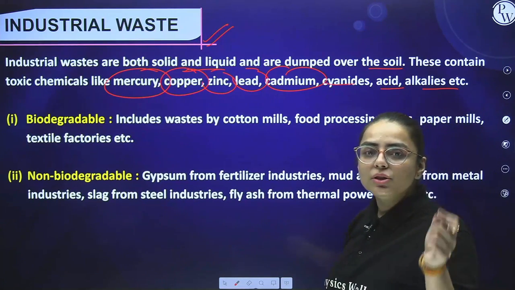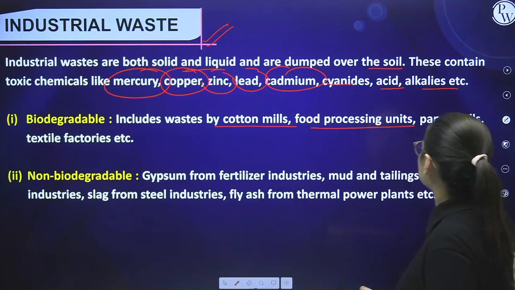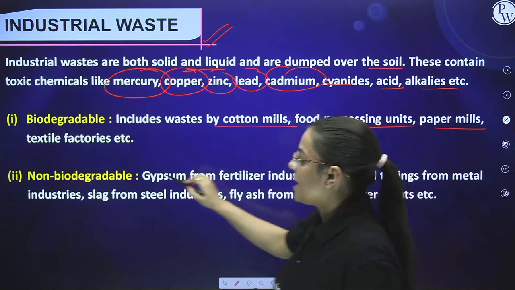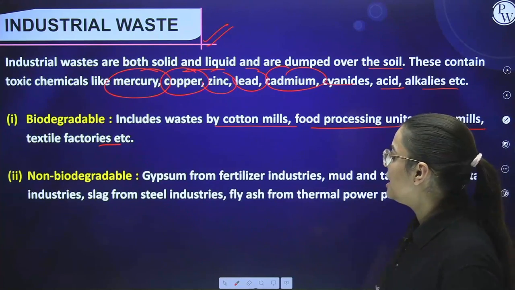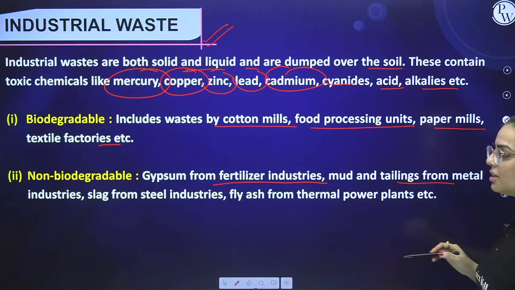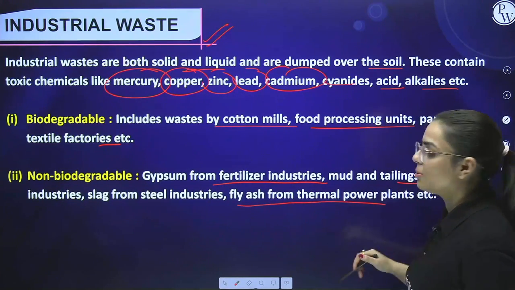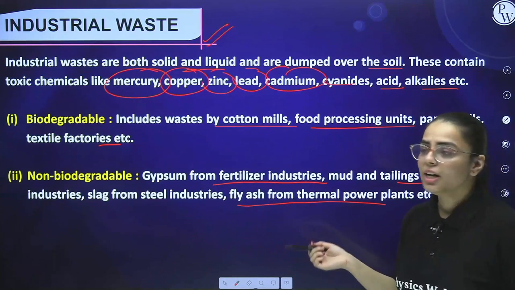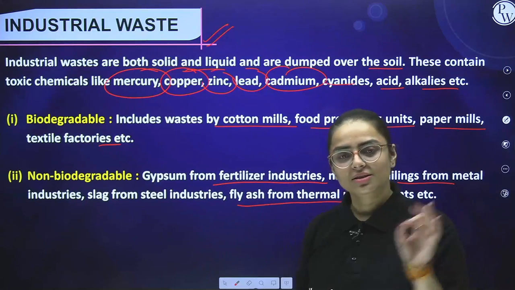Now, what are biodegradable ones? Which includes waste from cotton mills, food processing units, paper mills, textile factories. This is biodegradable. If I talk about non-biodegradable, it is gypsum from fertilizer industries, mud and tailings from the metal industries, slag from the steel industries, fly ash from the thermal power plants, all of these, right? So this is basically the biodegradable one and the non-biodegradable. Is it clear to you?